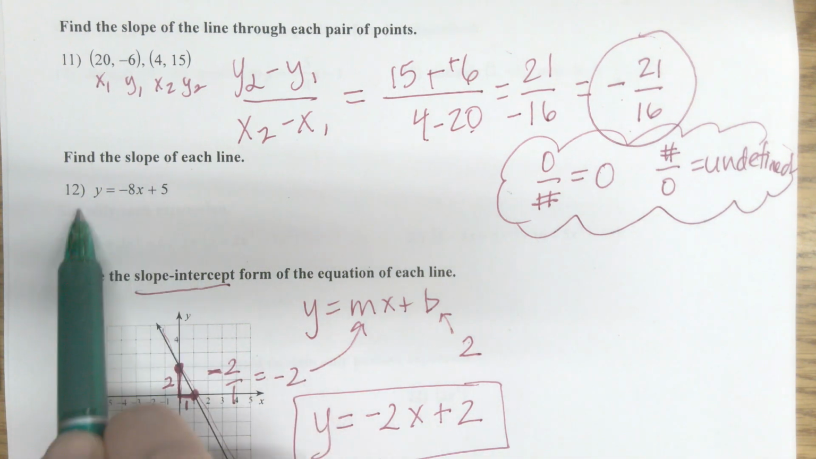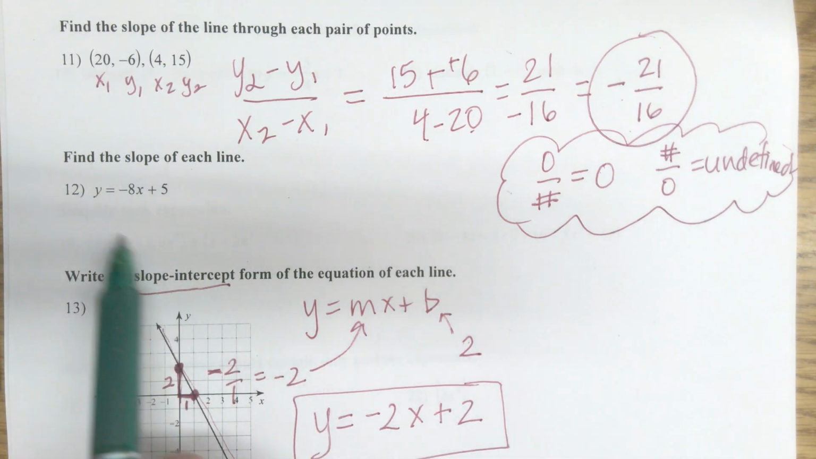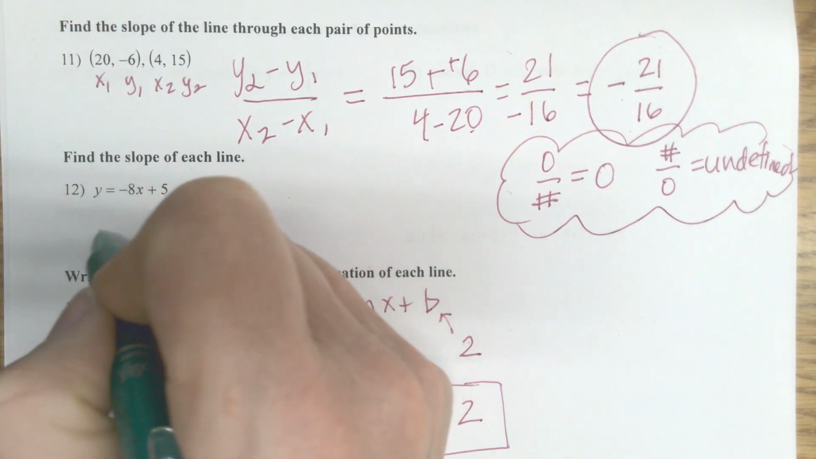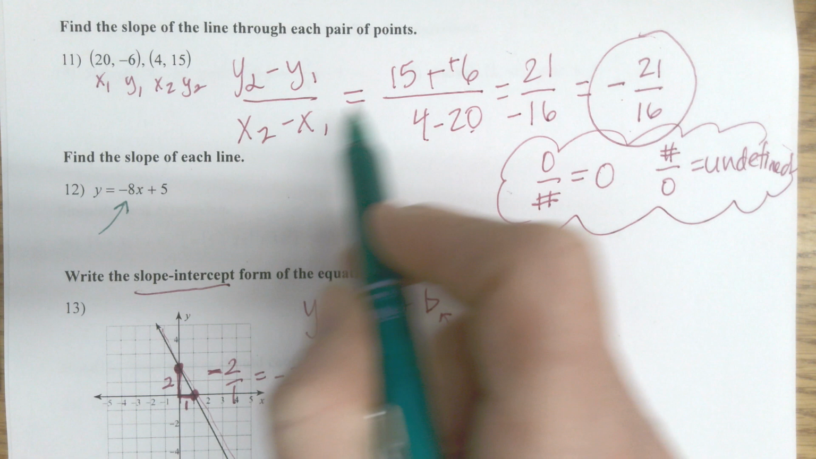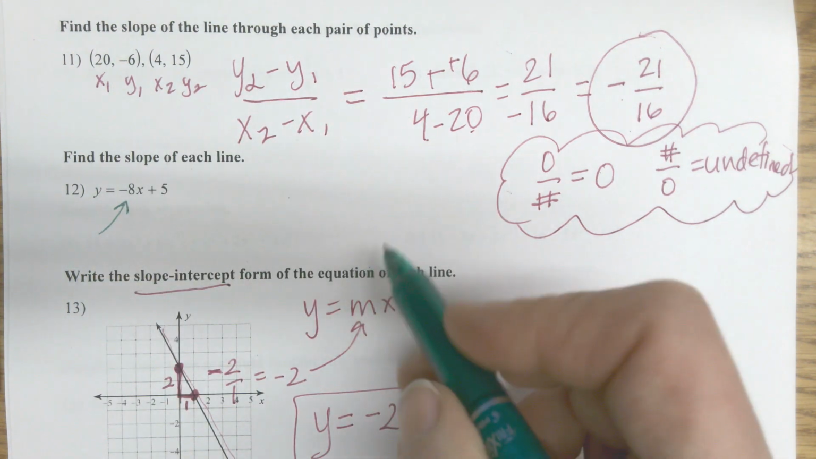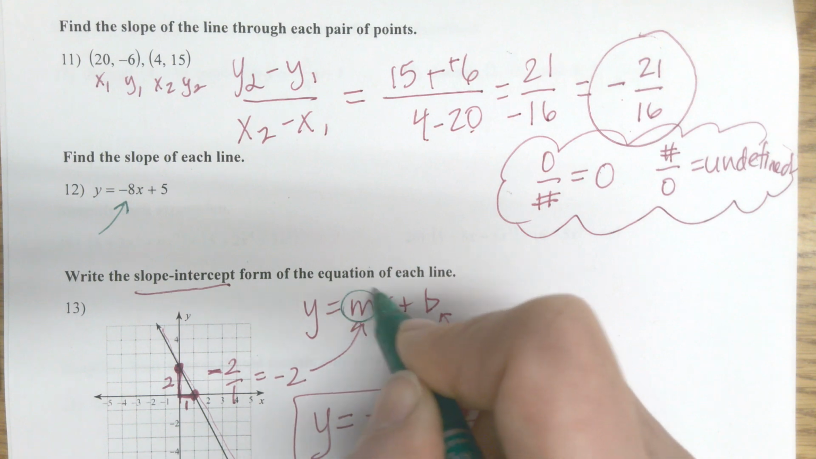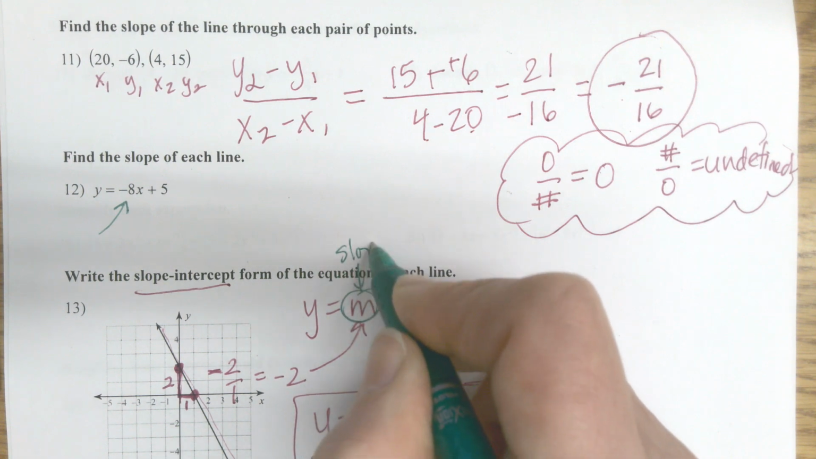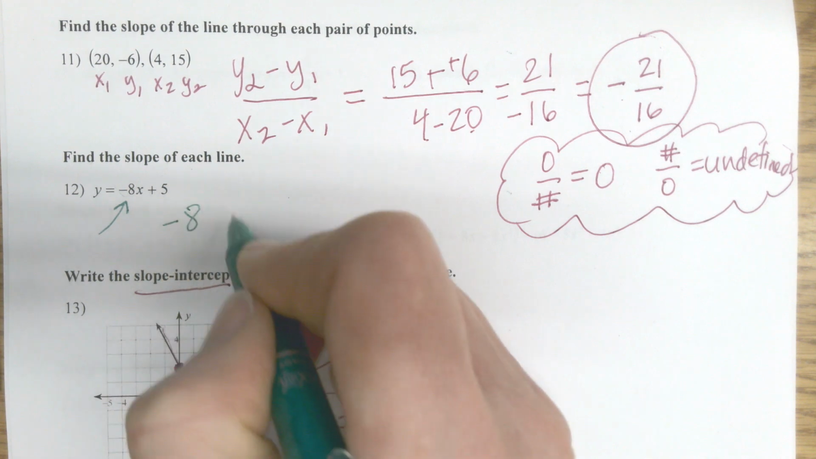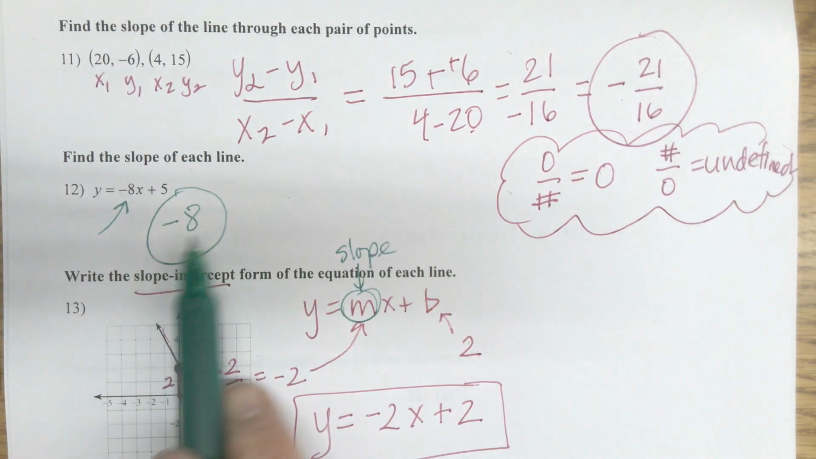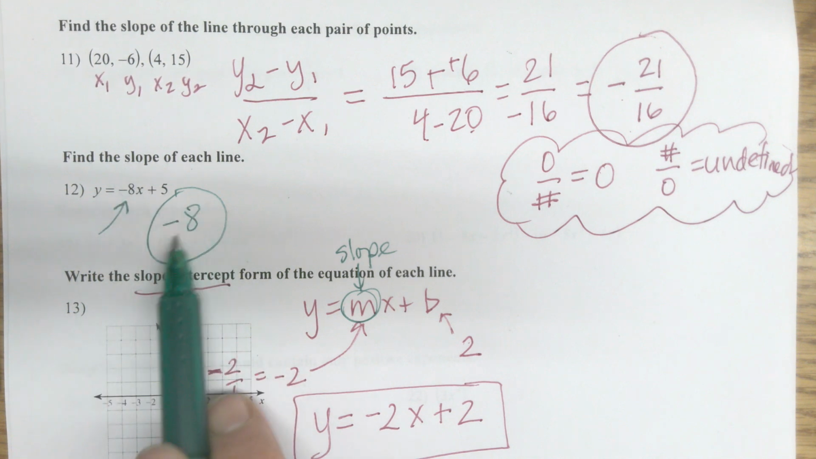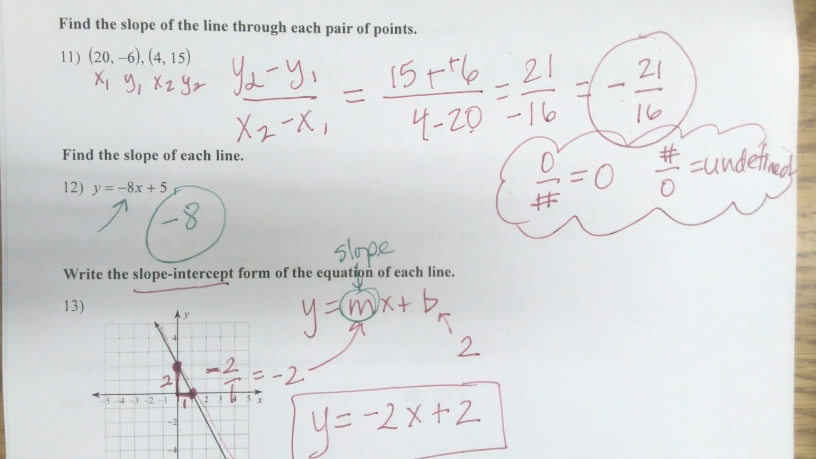The last problem we're going to do today is this, where we are looking for the slope of the line. So when I look at the slope of the line, it goes y equals mx plus b. M is the slope. And so when I look at this equation, -8 is the slope. That's all I have to write, not -8x, just the number in front of x, -8. If it was a fraction, my slope would be a fraction.